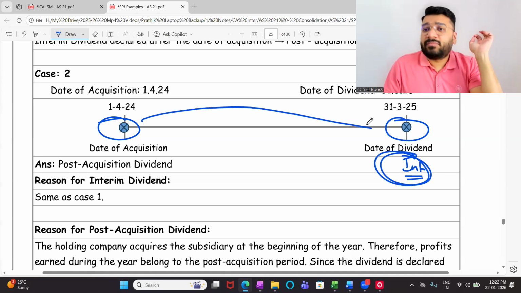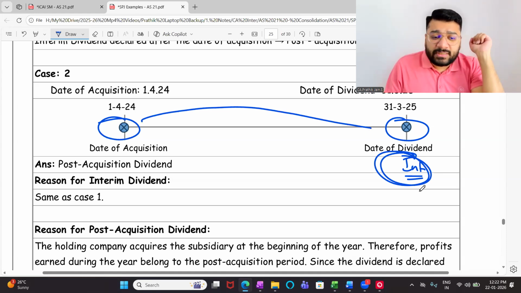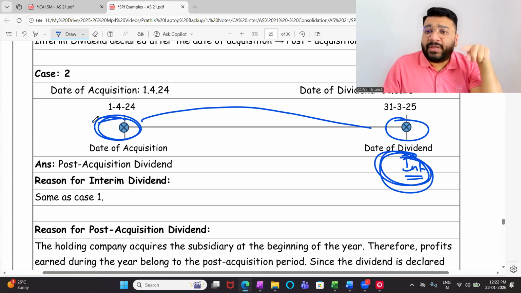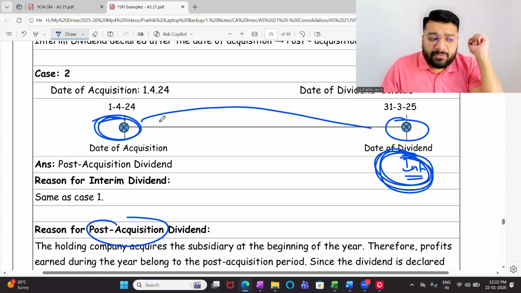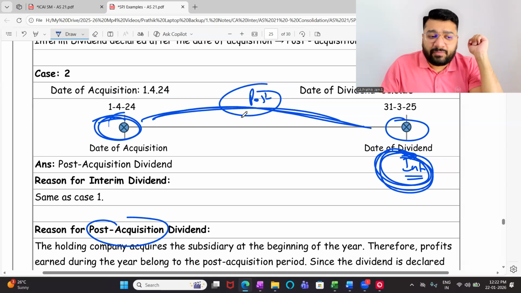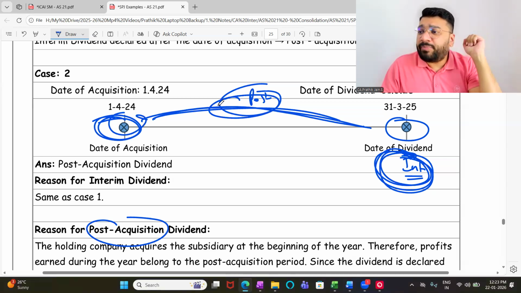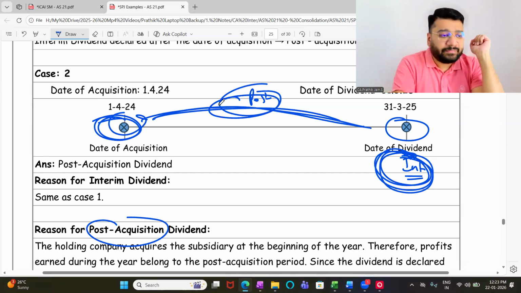In the current year, who are the shareholders? H Limited were the shareholders. So now this dividend will be paid to whom? H Limited will receive it, pre or post? Post-acquisition dividend, because interim dividend is paid from the current year's profit. Current year profit is post profit, which is coming after acquisition. So from the post profit, the dividend that you pay is called post-acquisition dividend.